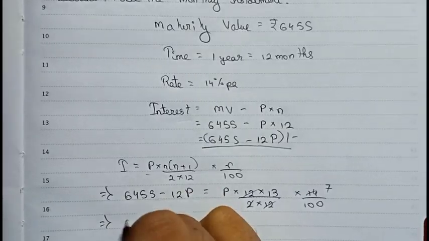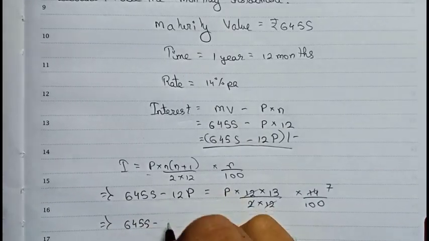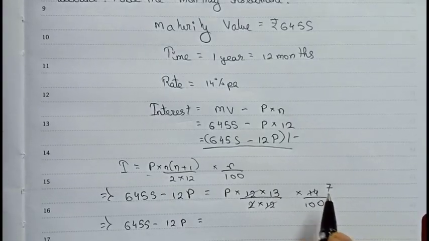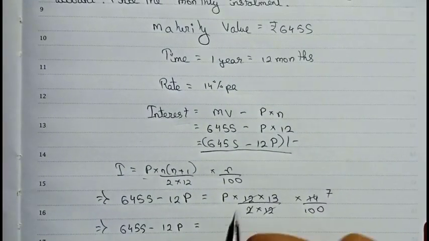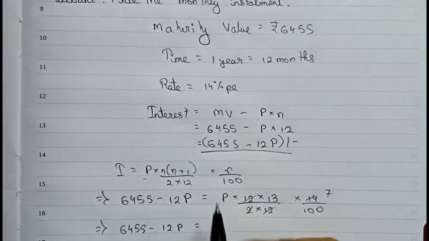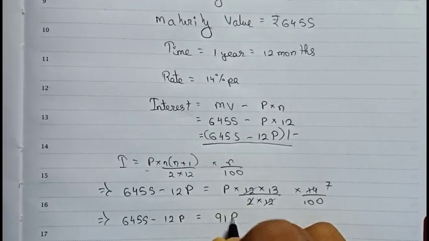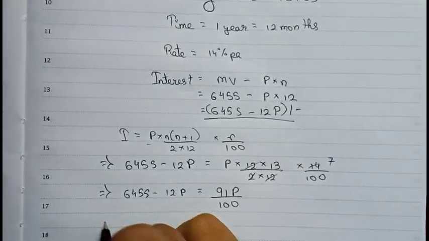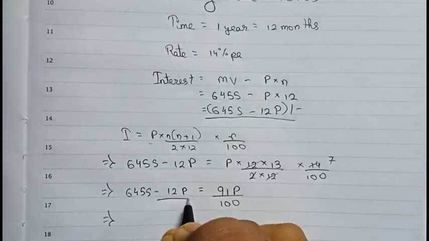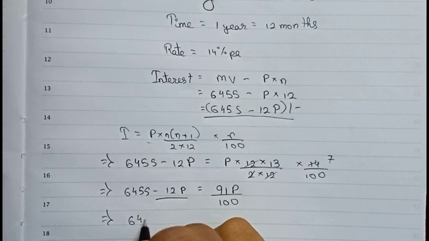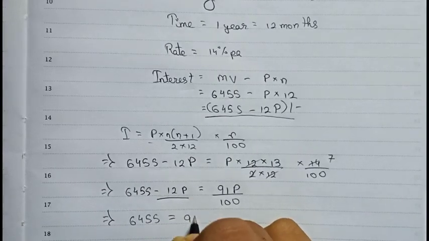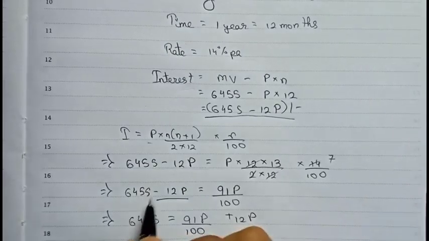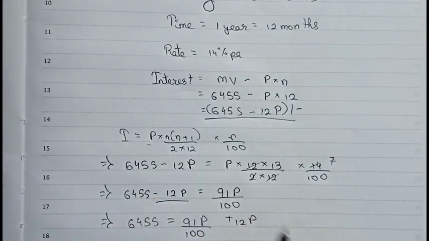So it becomes 6,455 minus 12p is equal to, so 13 into 7, 91. So 91 into p, so 91p by 100. So now I will take this 12p to this side. So 6455 equals 91p by 100 plus 12p. As it is subtraction here, it will go for addition on this side.